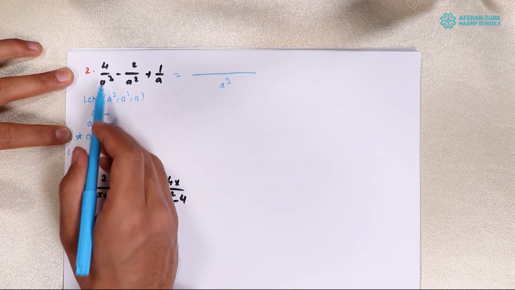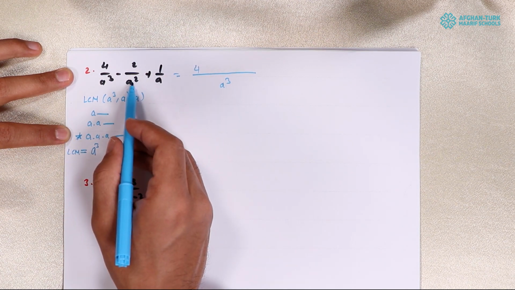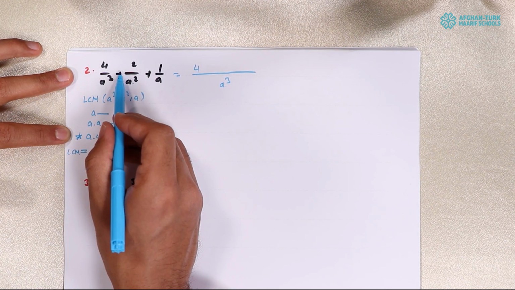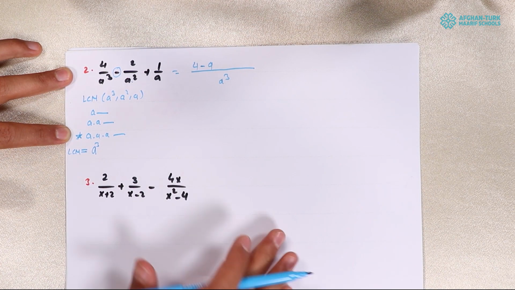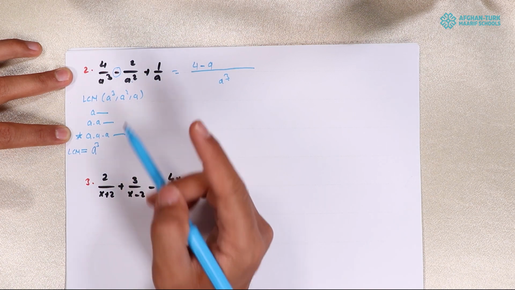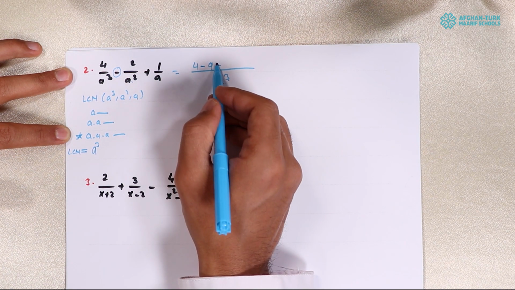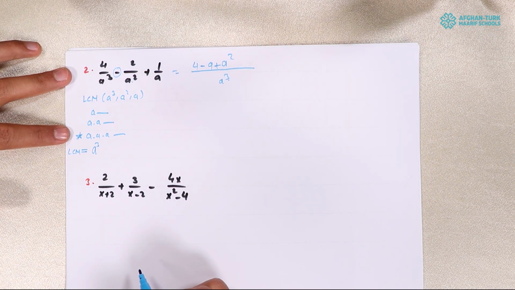A cubed divided by a cubed, 1. 1 times 4, 4. A cubed divided by a squared, what? A. And here we have minus, so minus a. Am I right? A cubed divided by a is equal to a squared, plus a squared times 1 is equal to a squared. Did you get it?